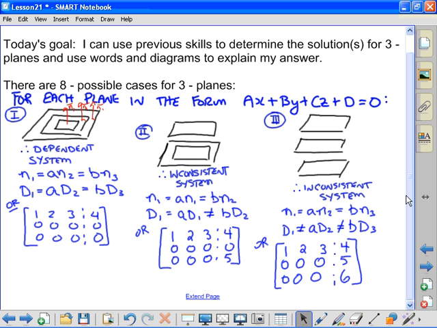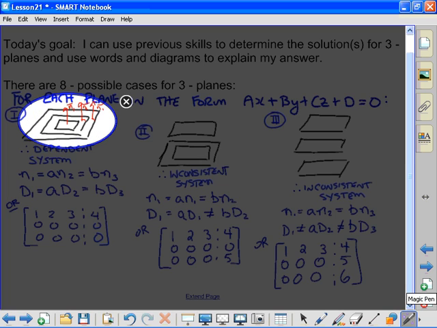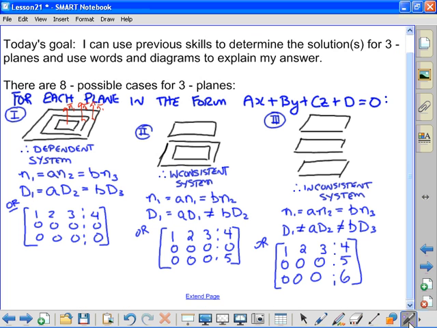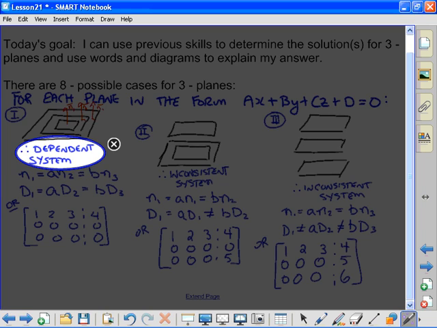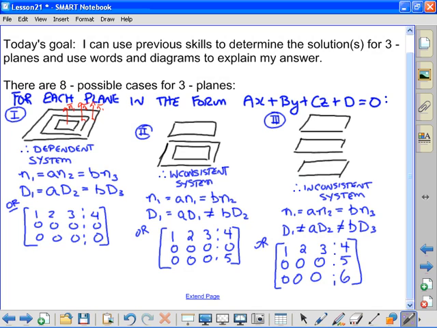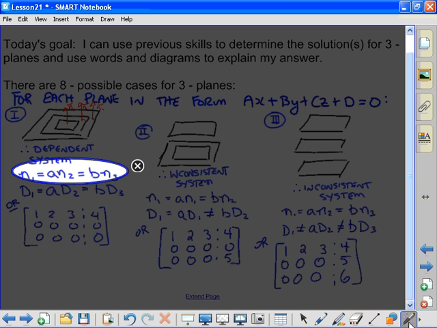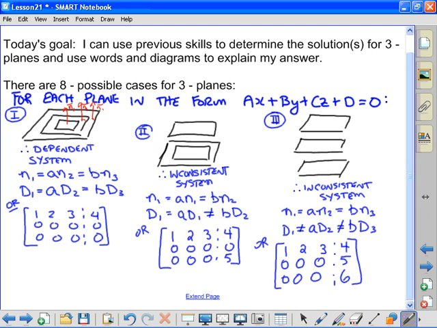So I want to look at the first one specifically. In case one, when we had the three coplanar planes, you can see the way I quickly sketched the three normals on there; they're all heading in the same direction. This is what we call a dependent system because there's an infinite number of solutions. And here's your check: are the normals multiples of each other? N1 is equal to a N2, b N3, where a and b are elements of the real numbers. So that's your first check.